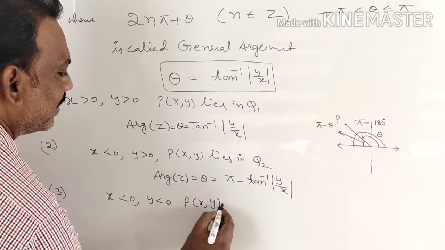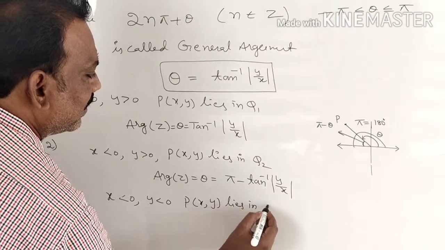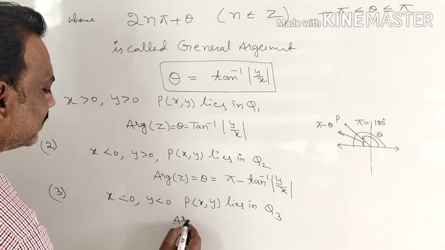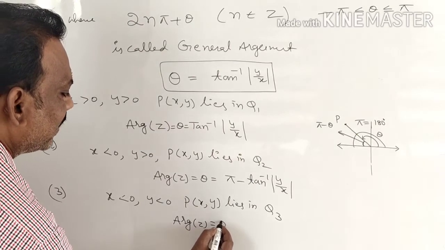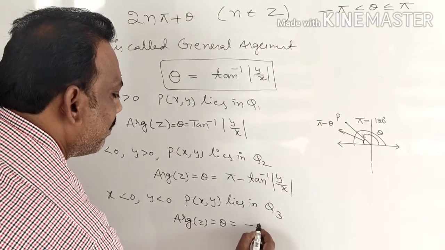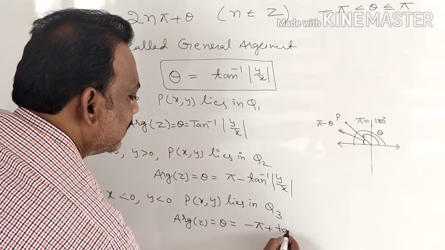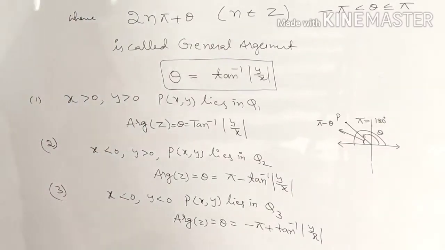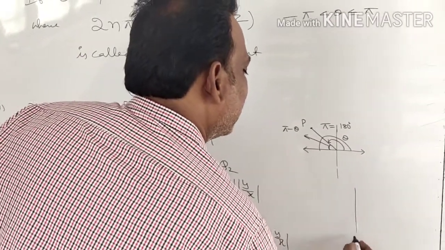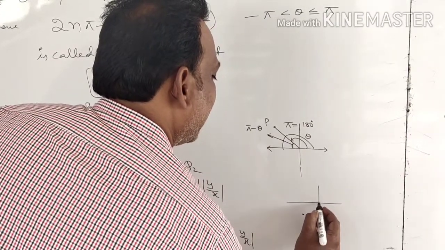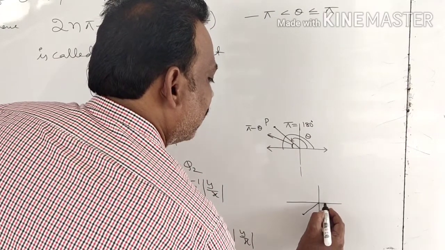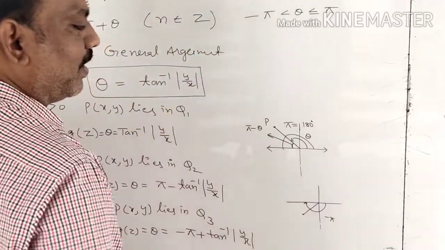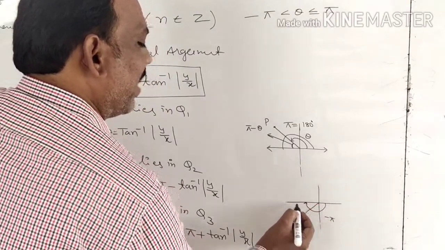Now we will go through if x is less than 0, y is less than 0, P(x, y) lies in the third quadrant. That time the argument of z is theta, which is equal to minus pi plus tan inverse of mod y by x. This also I explained in the last video. Once again you can see here. Suppose the point is here, it is in the third quadrant. Now your angle will be, this total is minus pi. I think you know very well. Because it is a positive direction, it is a negative direction.